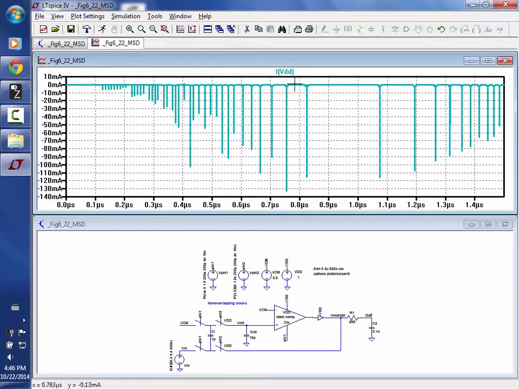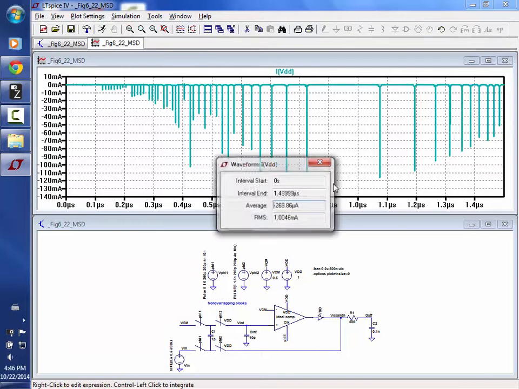Let's actually, for the heck of it, just look. Press Control and left click, and it says the average is 269. That can't be right. Does that sound right? Well, I don't think you want to look at that.